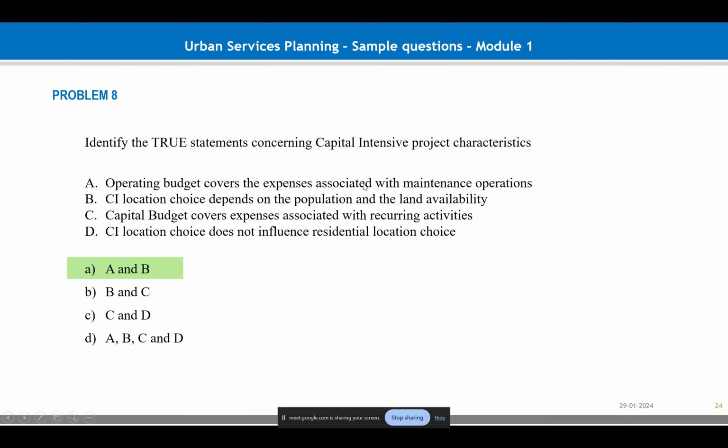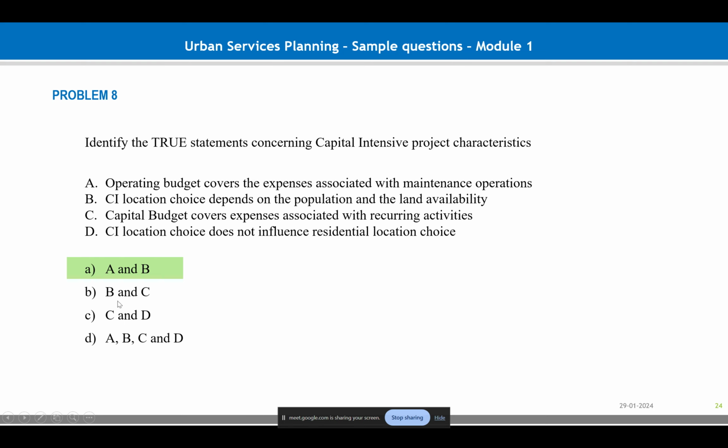So this is what I was discussing before, when it was said that the policymakers decide and people's choice is not important. No, it is important. Based on the population, the land availability, and what is required for that region, the location choice is dependent on the population and land availability. Similarly, the facility choice would also be dependent. And the location choice does not influence residential location choice, because residential location choice by itself is a completely different aspect. This is where people decide where to live. So residential location choice may get influenced by adjacent facilities.